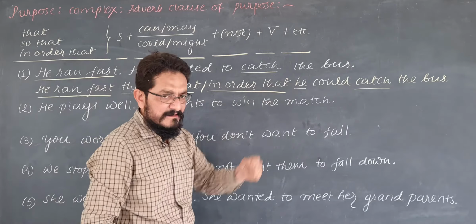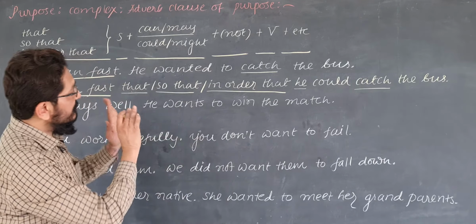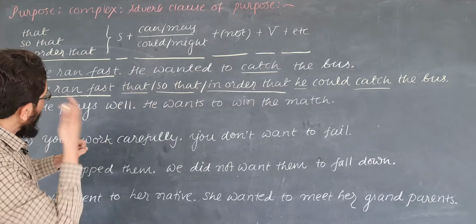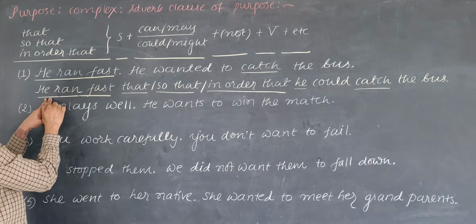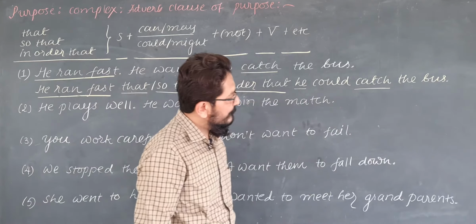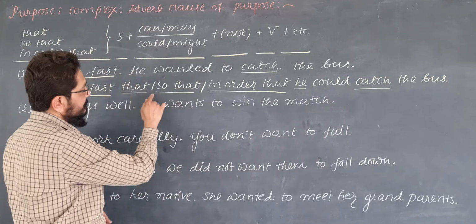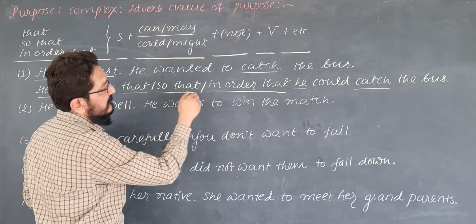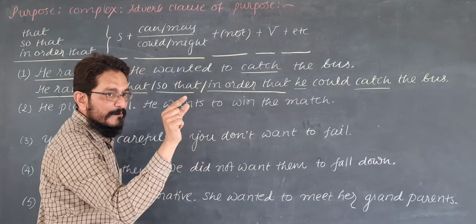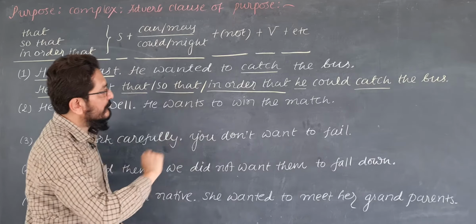He could catch the bus. So using these two sentences, we have made a complex. Why is it complex? See, this is subject finite verb pair 1, this is subject finite verb pair 2, and this is function word. Adverb clause of purpose, that is subordinate clause.